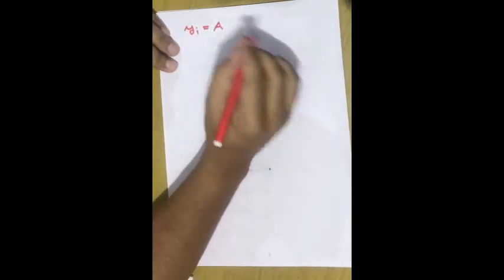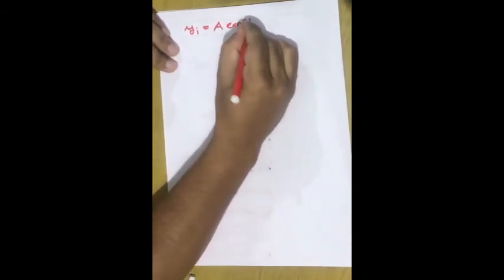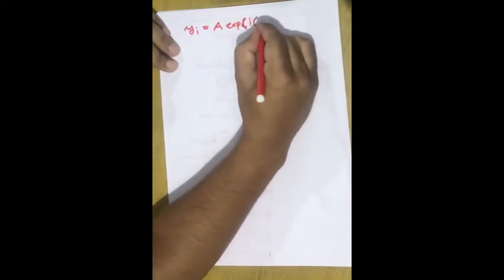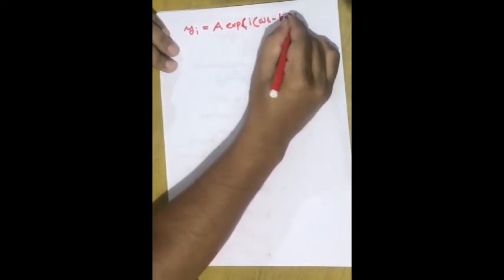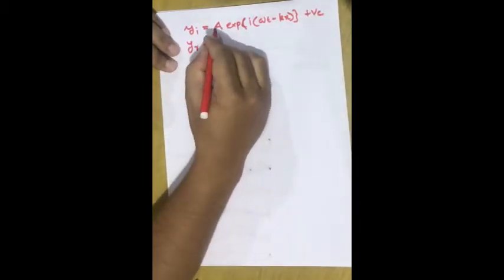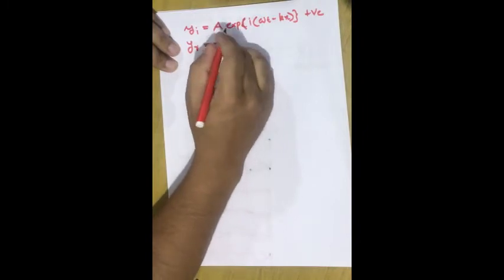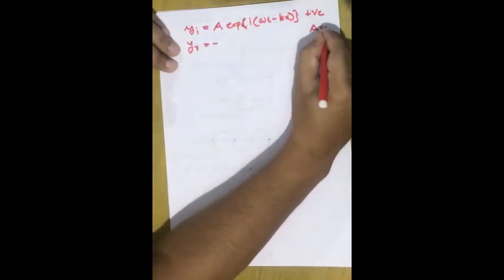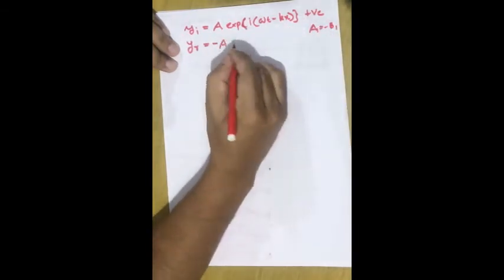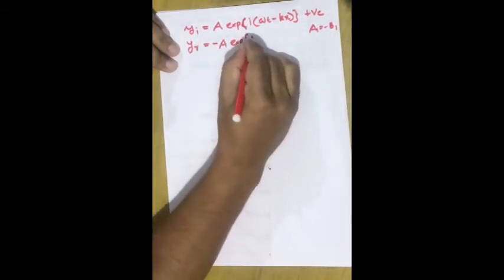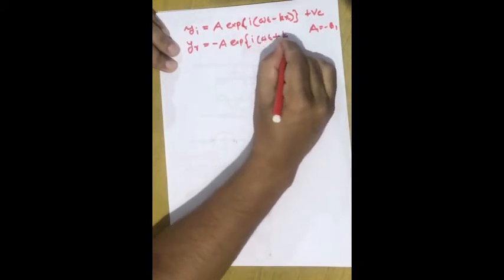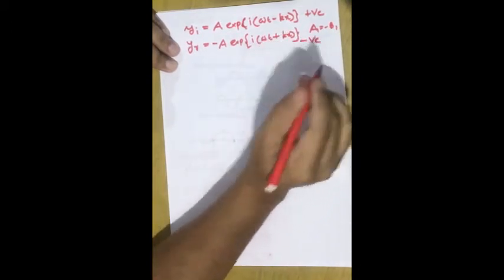Okay, so for that we have to take two waves. One is the incident wave, y incident equals a, where the amplitude is a, times exponential i(ωt minus kx). This is in the positive x direction. The reflected wave, if you remember, a1 is equal to minus b1, so it will be y reflected equals minus a exponential i(ωt plus kx), because it is moving in the negative x direction.